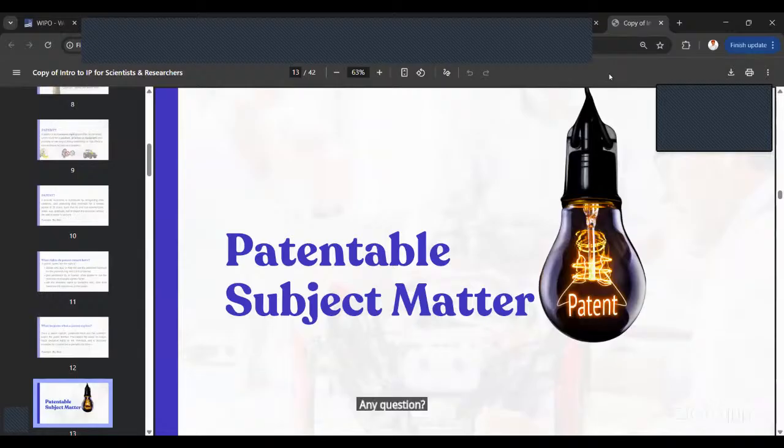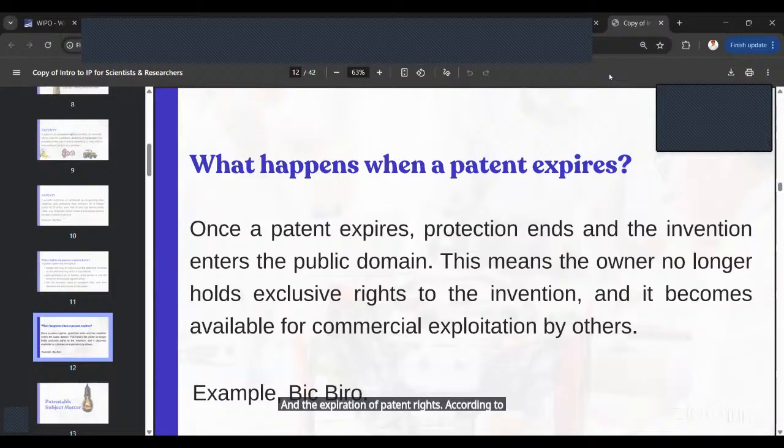I have a question. Okay, please go ahead. My question is with respect to the expiration of patent rights. According to the lecture, it was said that after 20 years, patent rights will expire, then it goes to the public domain. So I want to confirm, is it possible to renew that right for another period of 20 years?